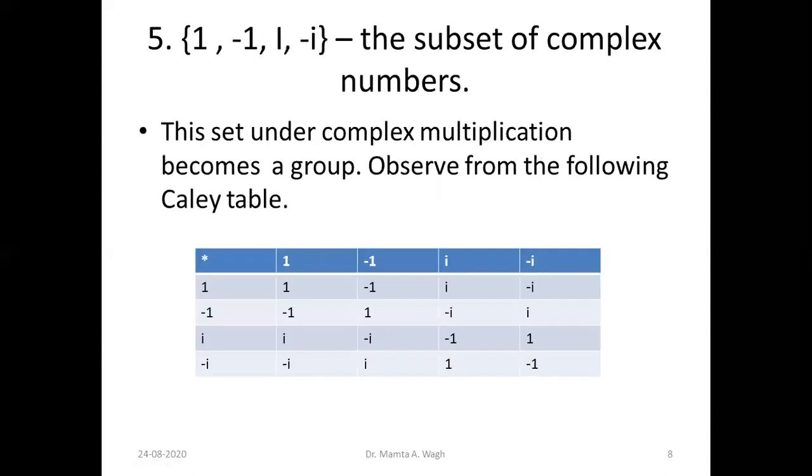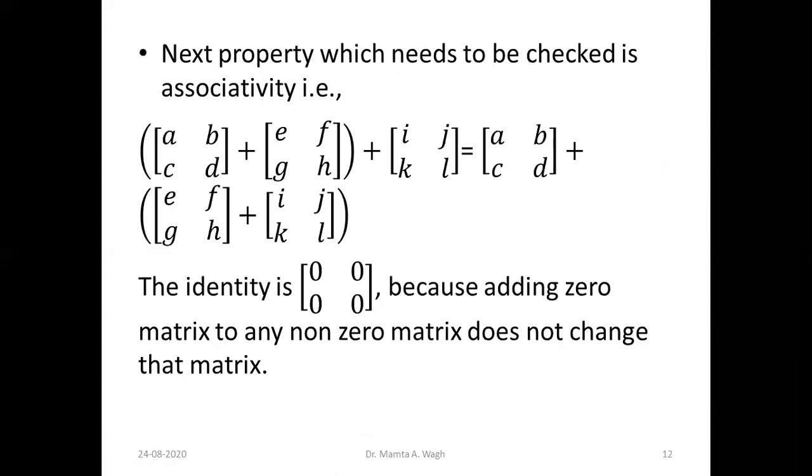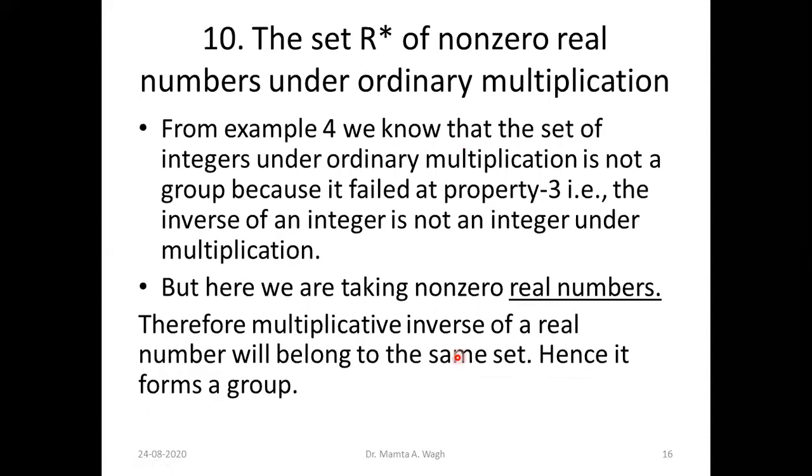7, 6, 5, 1. So this is 4. So what was this? This is the set of integers under ordinary multiplication. This was not a group and this was failing here. The inverses were not coming from integers. They were actually from real numbers. So come back to our example here: non-zero real numbers under ordinary multiplication.